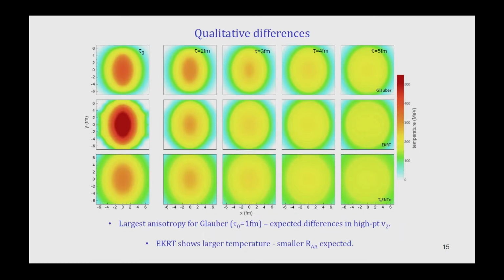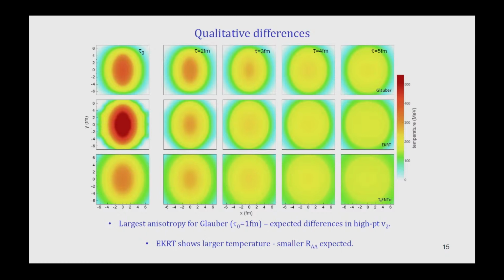Even by naked eye, if you look at these profiles, you see that they are different. For example, for this one, you see that the reddest color leads to highest temperature and the blue color to the low temperature. And you see that you have a lot of red in this profile. So you expect that if high PT particles go through this kind of quark-gluon plasma, they will lose a lot of energy, and this will lead to the largest suppression or the lowest RAA.